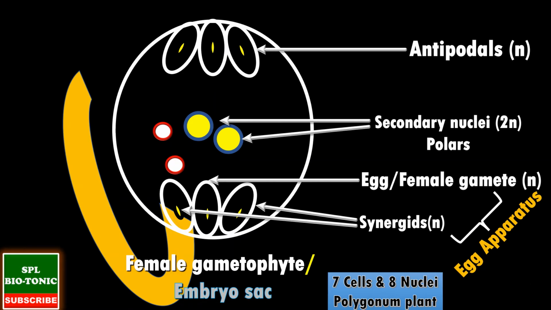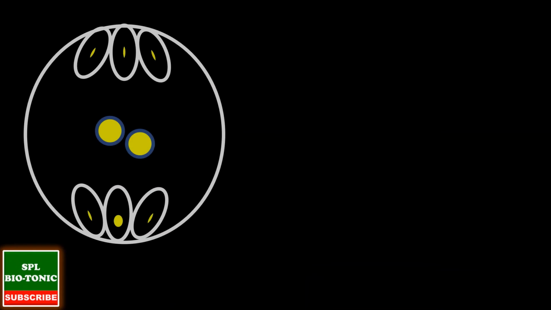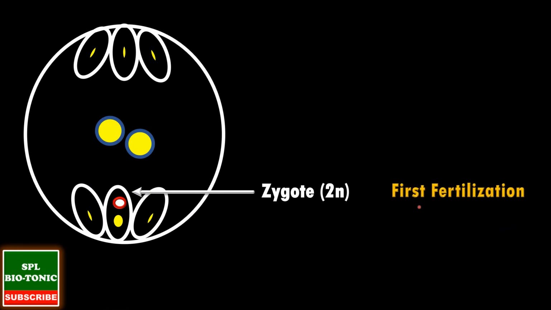Subsequently, one male gamete fuses with one female gamete, that is egg, to form the diploid zygote. It is first fertilization. I'll repeat again. First male gamete fuses with one female gamete to form the diploid zygote. This process is called first fertilization.